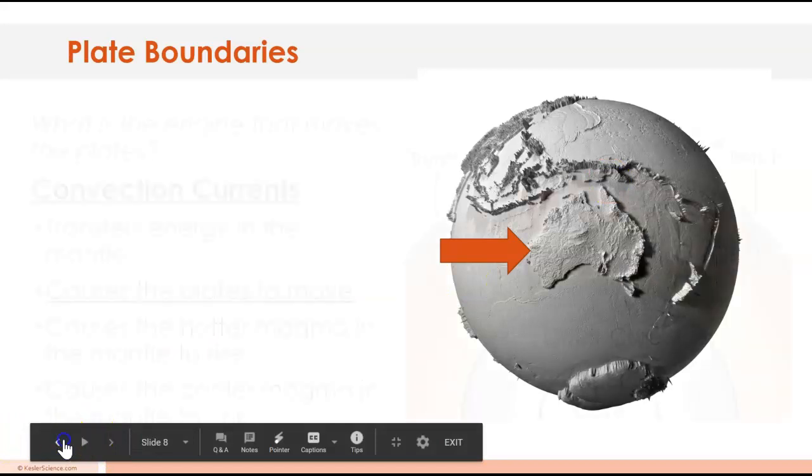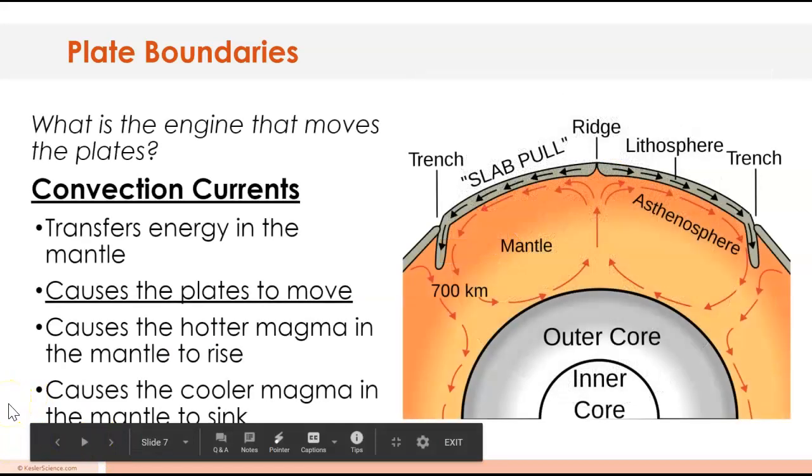Go ahead and pause and write those two things down.